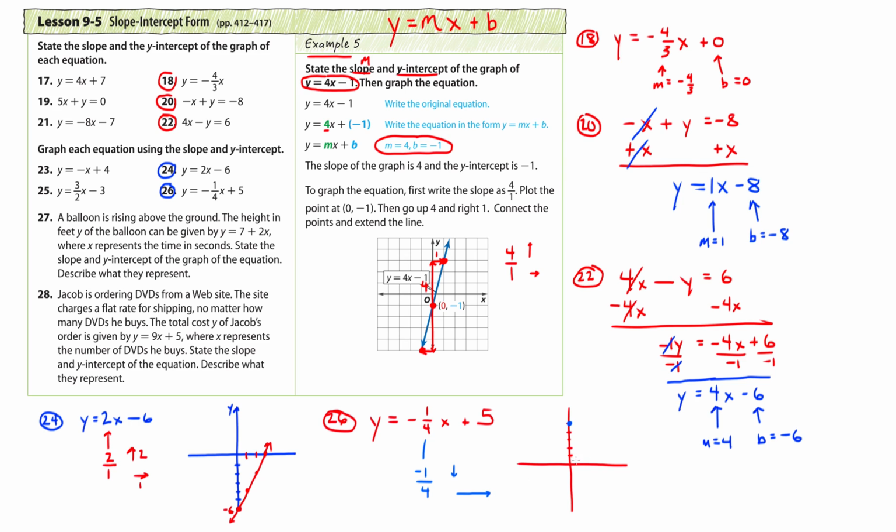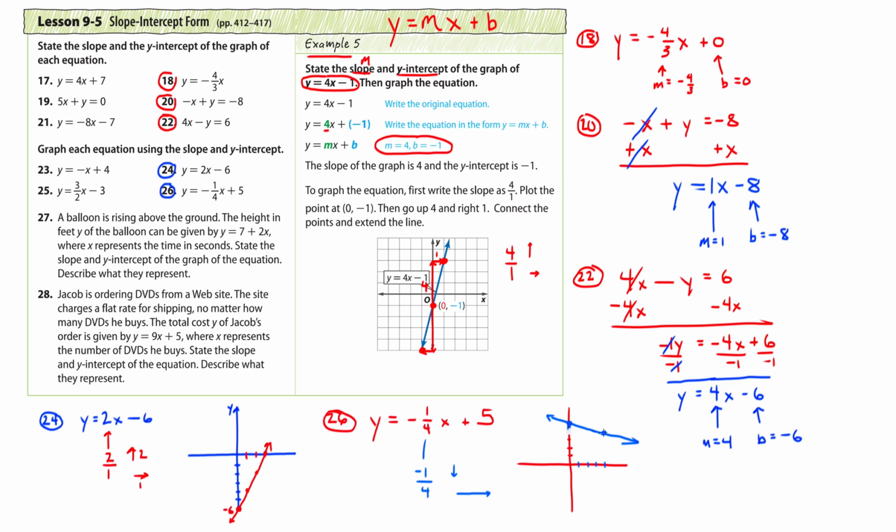So from this point, I'm going to go 1, 2, 3, 4. I'm going to go down 1, right 4, and that'll be right there. Down 1, so I went down 1, and then I went right 4, and there's my line. And I'm going to do a little bit of erasing to get rid of that movement there. So there is that line. It's up here at 5 and then down 1, right 4.